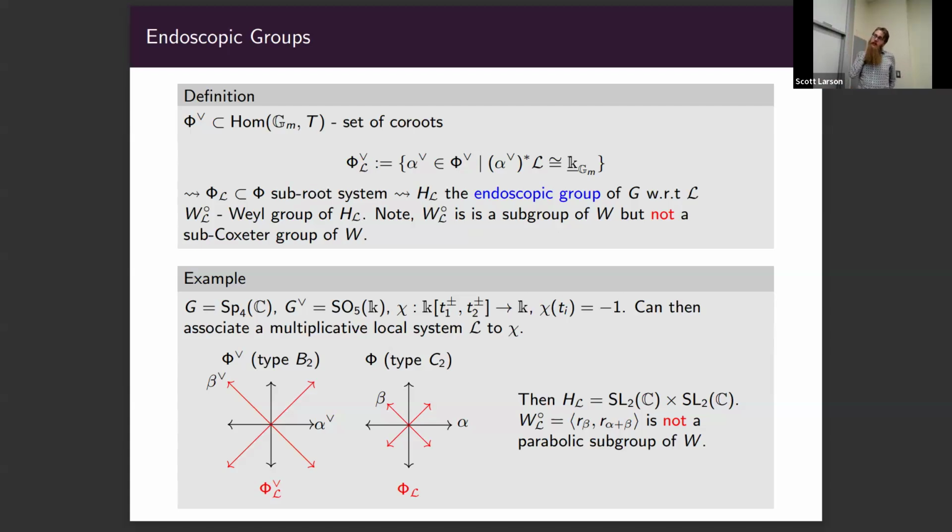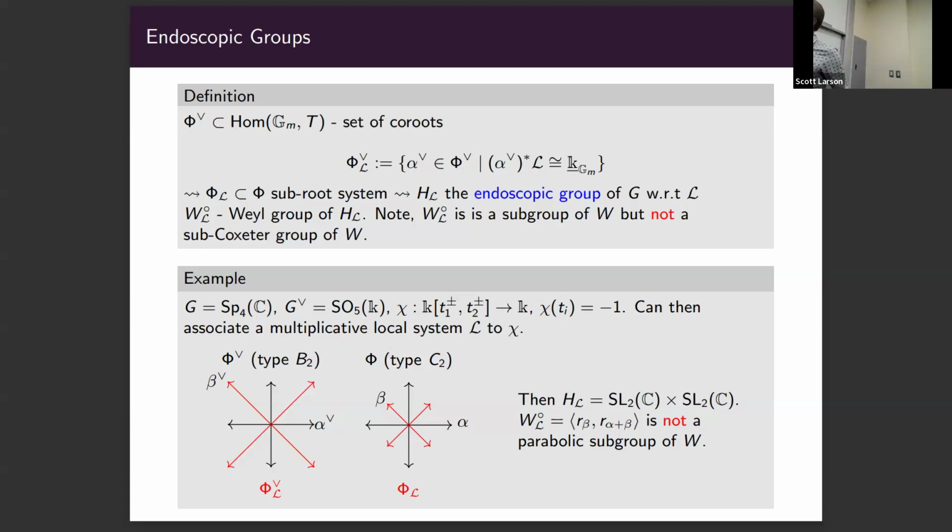Yeah, I mean, these are very computable. You can explicitly write down the local systems. You can explicitly write down how they act on the roots. You can write computer code that computes these in really crazy cases, and it's not too bad.